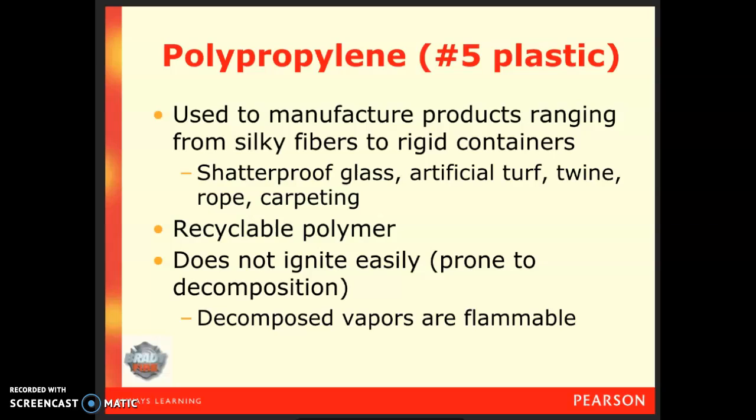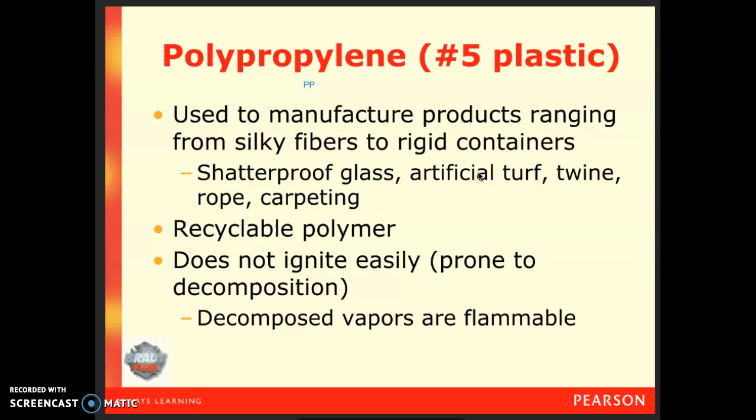Let's look at polypropylene, otherwise known as number 5 plastic. Polypropylene, or PP, is used in a variety of different products. Again, where we tend to see it most often is in rigid containers, things like food containers. It's made out of that somewhat bendy plastic.